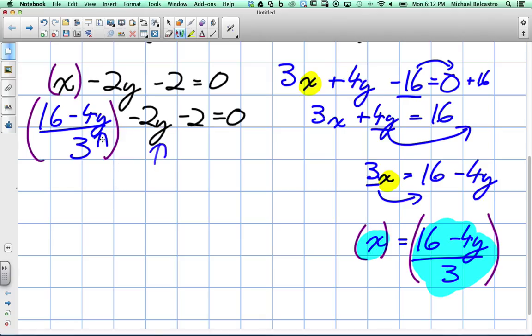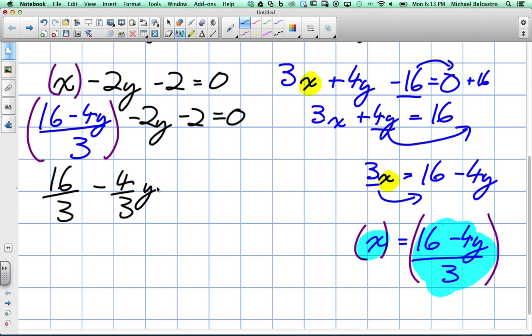So I'm going to get rid of these brackets. And again, the goal will be to simplify for y and isolate for it also. So let's write it out in black here. And what I'm going to do is I'm going to split this. I'm going to make this 16 over 3 minus 4 over 3y. Does this make sense to you, what I just did? Yeah. It's still the exact same thing from above. Okay. Minus 2y minus 2 equals 0.